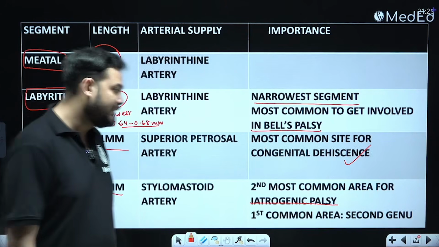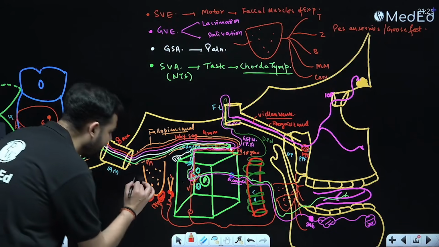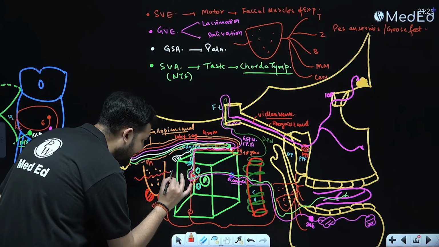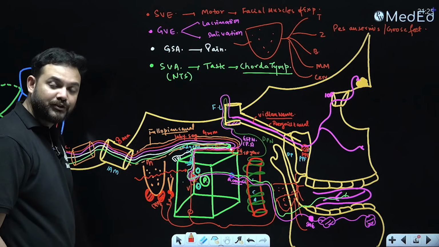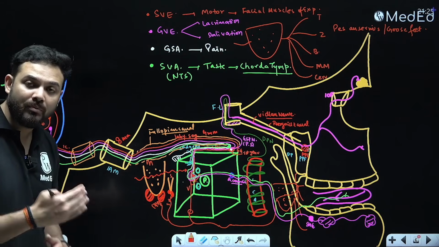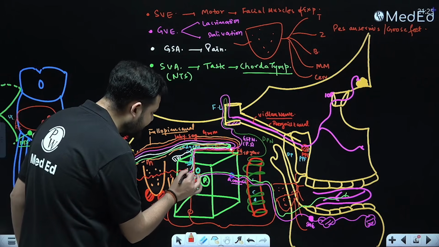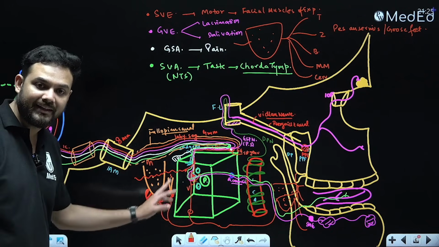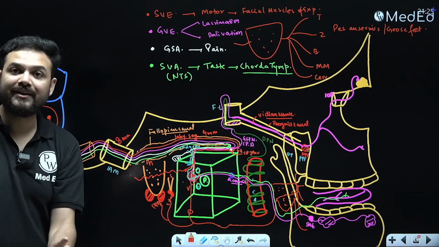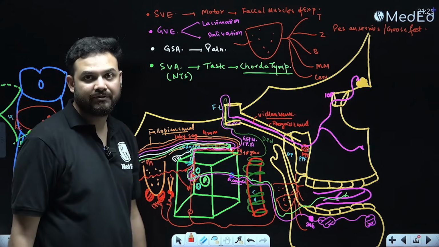Okay, so there are two things which can get injured when we drill. See, when we are drilling the mastoid, right? So we can drill and we can injure this area, the vertical segment. If I ask you which is the most common cause of iatrogenic palsy, it is the injury to the second genu. This turn which is happening between the lateral semicircular canal and the oval window is the most common site for iatrogenic palsy. Second most common site is the vertical part of the facial nerve.